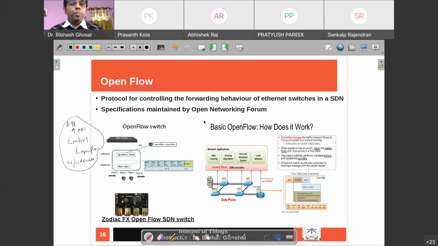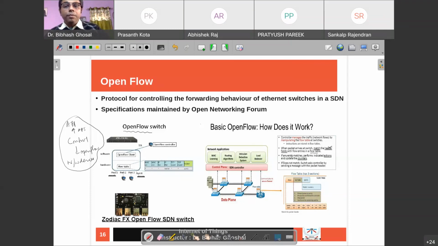Okay, so the OpenFlow protocol is like this. This is a typical view of your OpenFlow switch. What happens is, when a packet arrives, the switch matches the header against the flow table. You see, this is a table that is maintained in every switch.